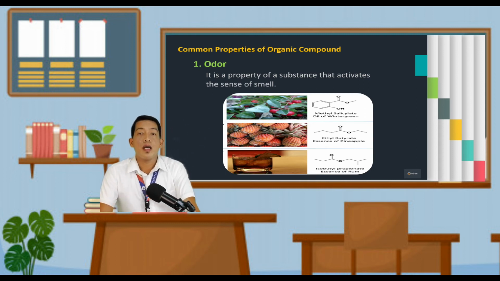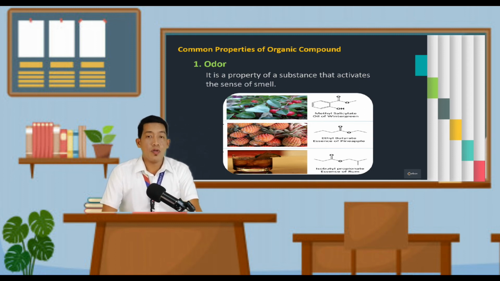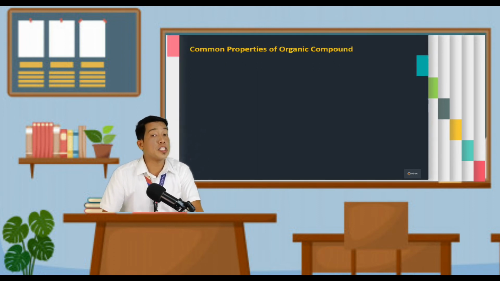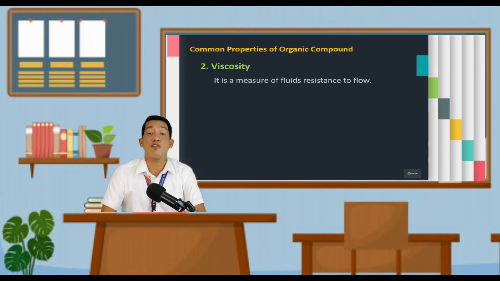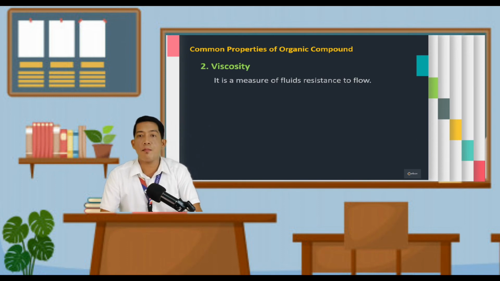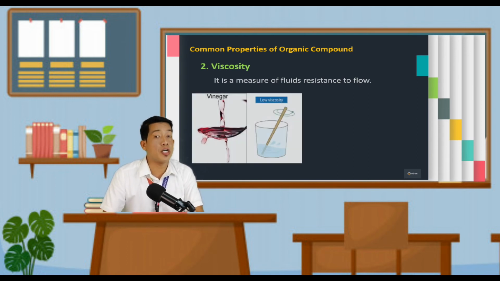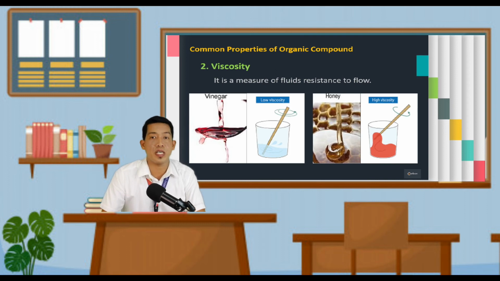Number 2, viscosity, is a measure of a fluid's resistance to flow. In organic compounds, typically, the larger the intermolecular forces, the higher the viscosity. The other factors that affect viscosity are temperature and shape of molecules.